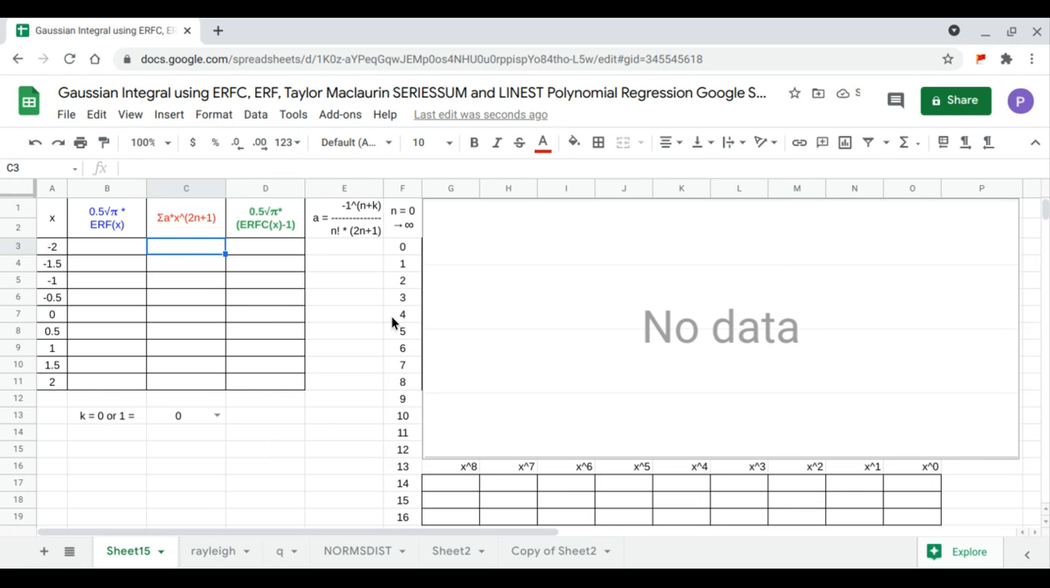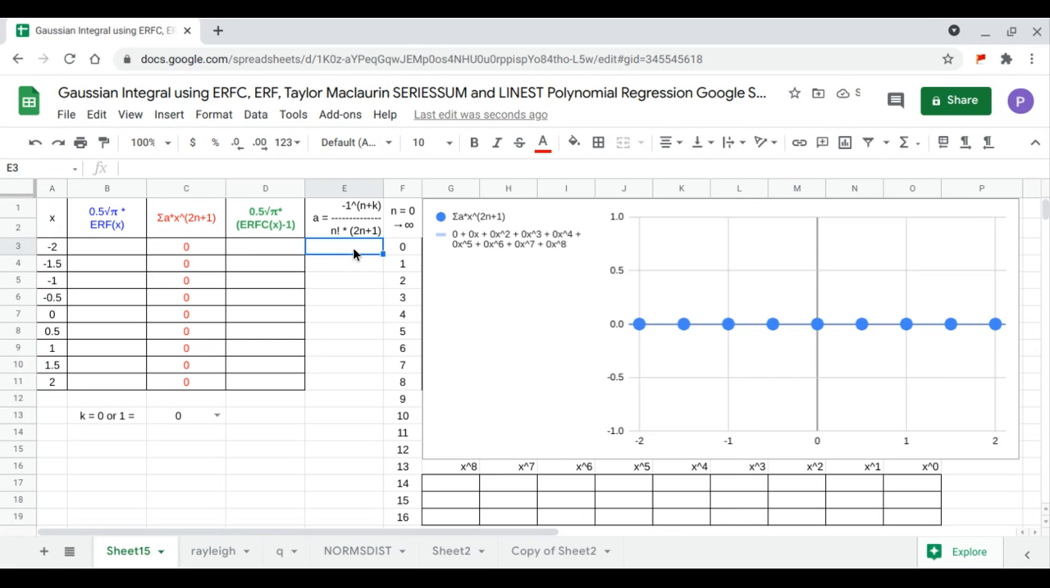Now we can generate the Taylor-Maclaurin series sum, which is an array formula, SERIESSUM of the x values raised to the power 2n plus 1, where 2n plus 1 starts from 1. Then the next will be 3, 5, 7, 9, so the increment is 2. And the coefficient will be this range, which is the A column. Now we can continue calculating the coefficient.